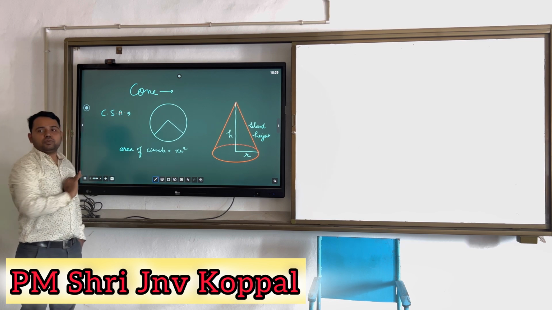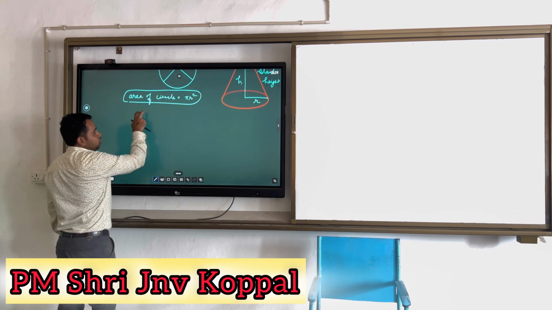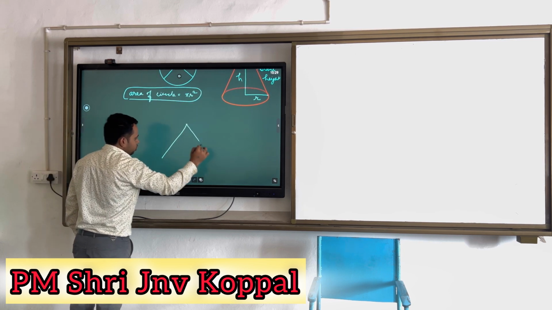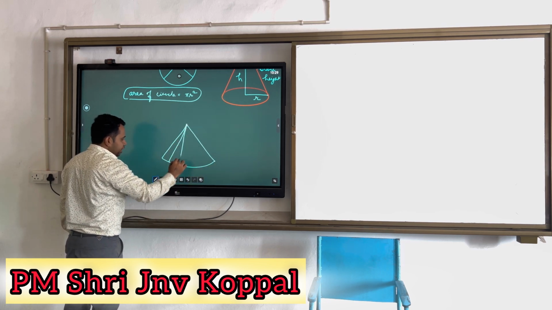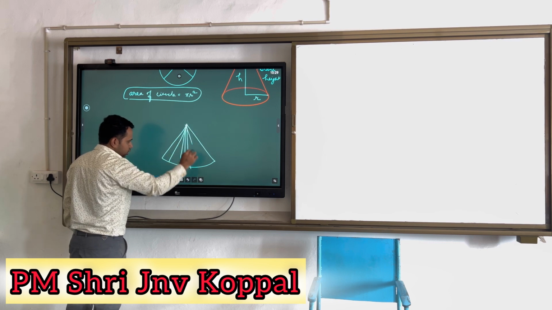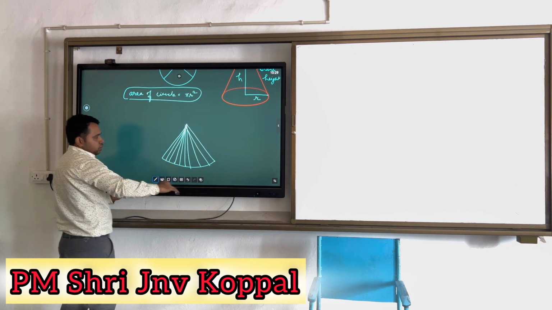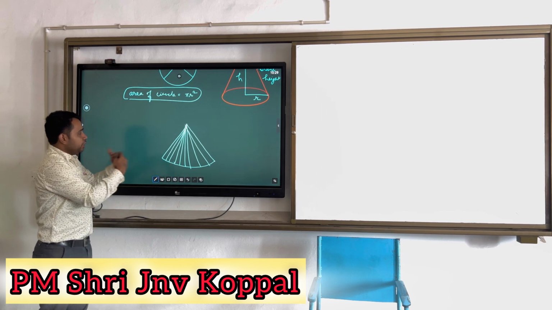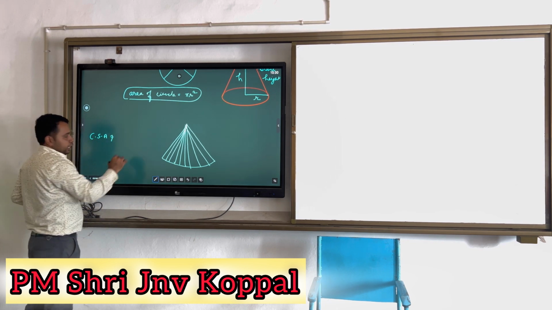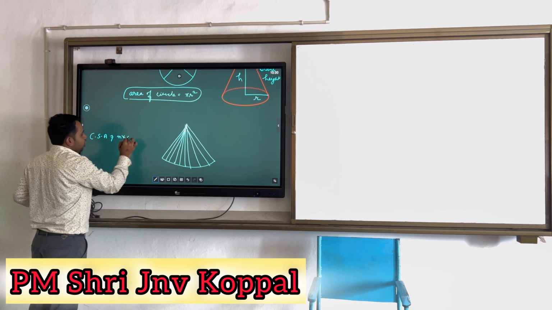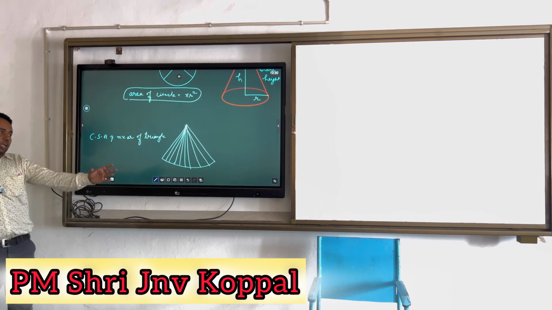Actually we are getting some part of pi r square, that is the area of the cone. But we will not derive the area of a circle. So how to derive this one? Let's see. For example, we have one sector. We divide our sector into so many parts, so many triangles, and we can see that we get more and more triangles as we cut. So we can say that the CSA of the cone is equal to n times the area of a triangle. Yes or no?